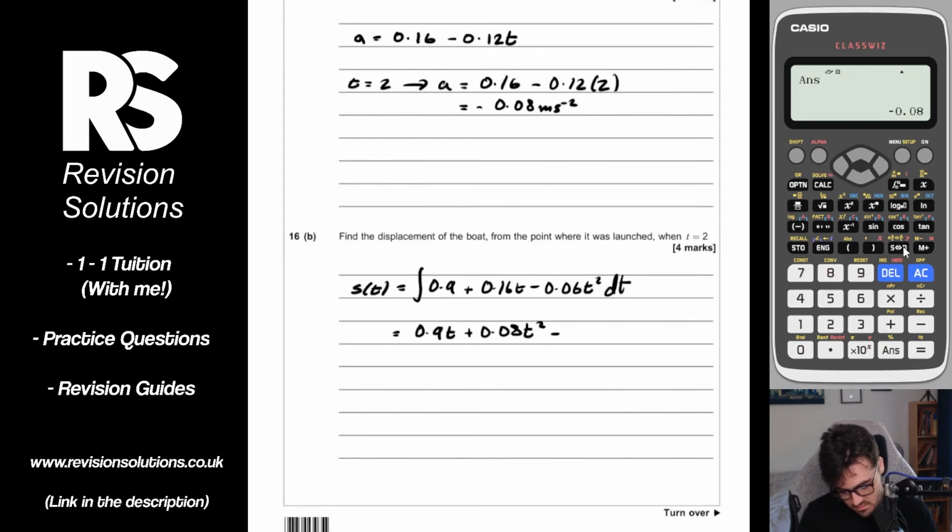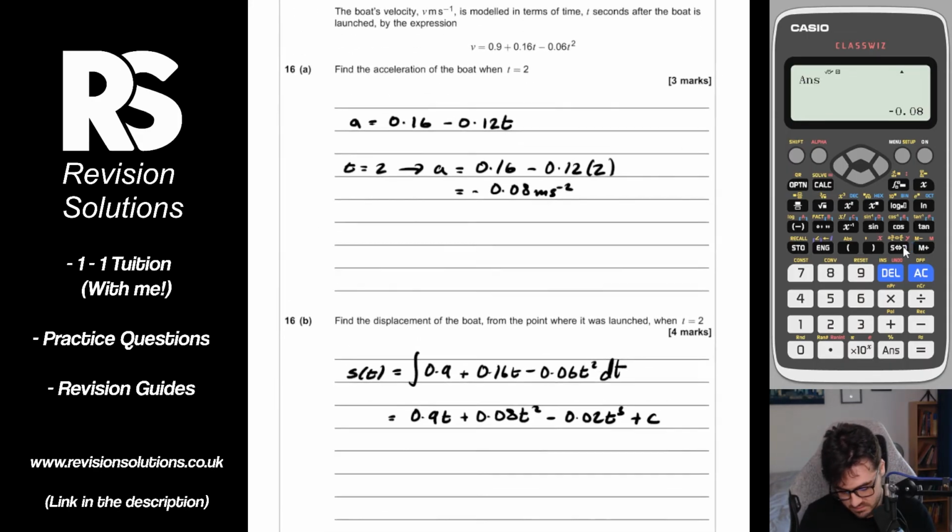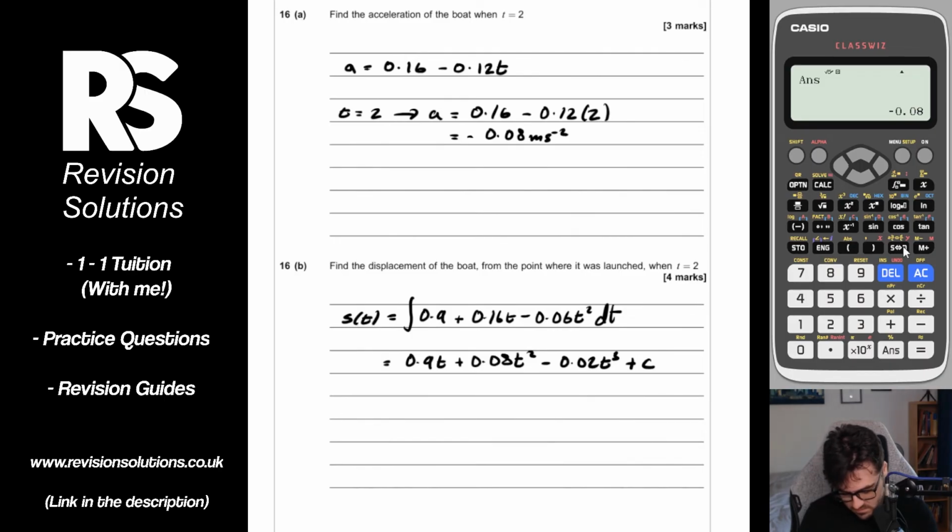Then t squared going to t cubed and dividing by 3, so 0.06 over 3, that would be minus 0.02 t cubed, and then we have to add a constant. To find this constant, it says find the displacement of the boat from the point where it's launched. So this function is from the time it was launched. So we can say s of 0 is equal to 0. At t equals 0, the displacement was 0.